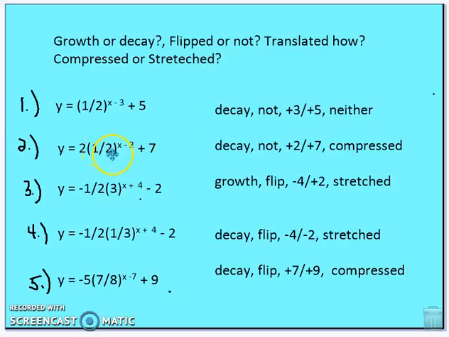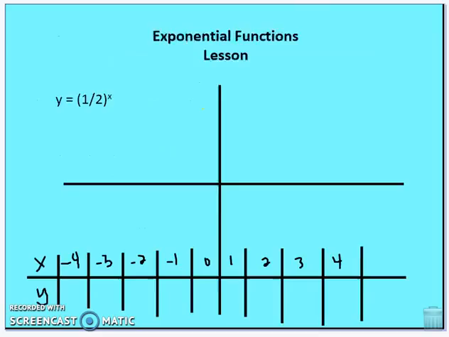Again, this is a decay function for number 2. The value for b is between 0 and 1. I'm moving it 2 to the right and 7 up. And because the value for a is greater than 1, I'm compressing the parent function. All right, so we're going to move on.